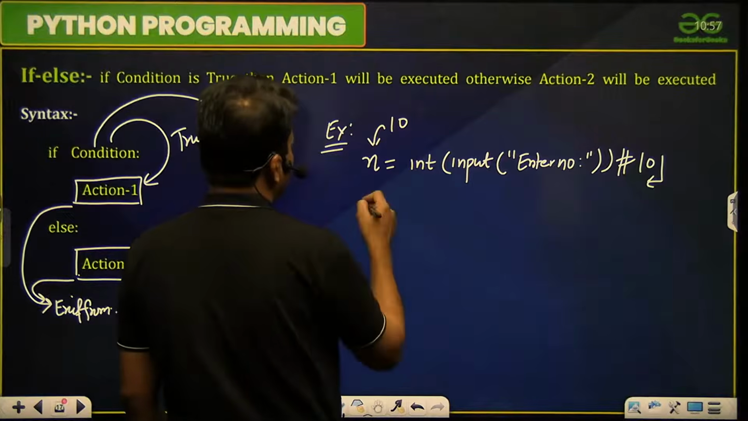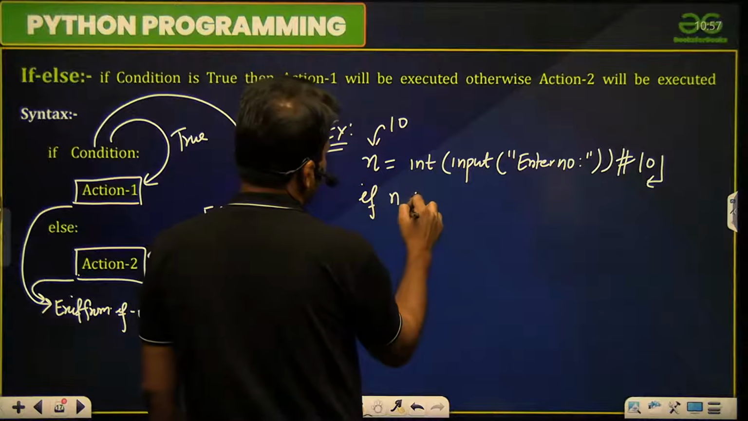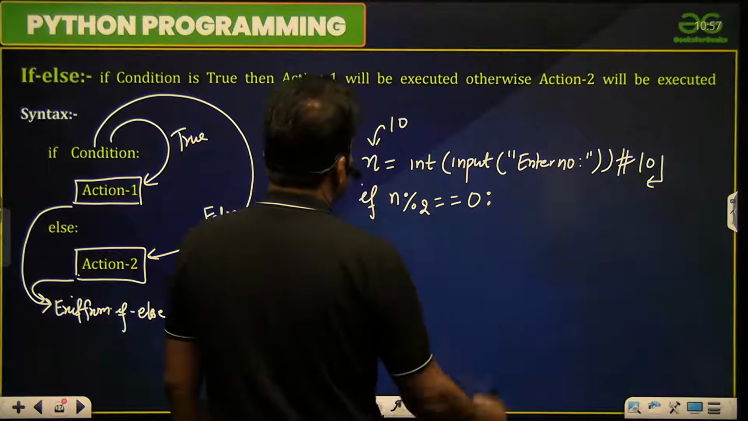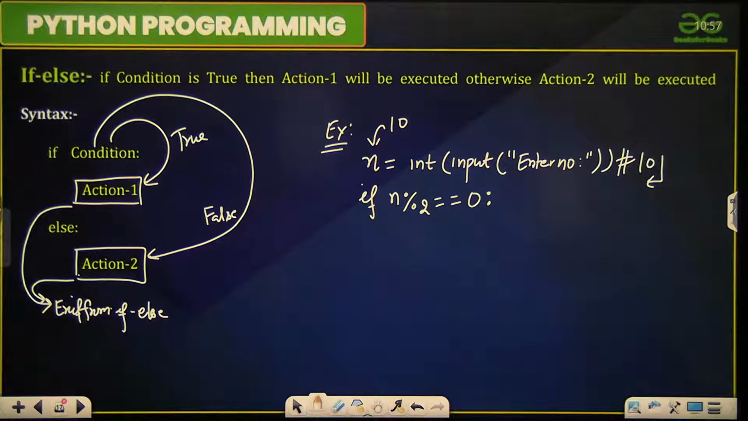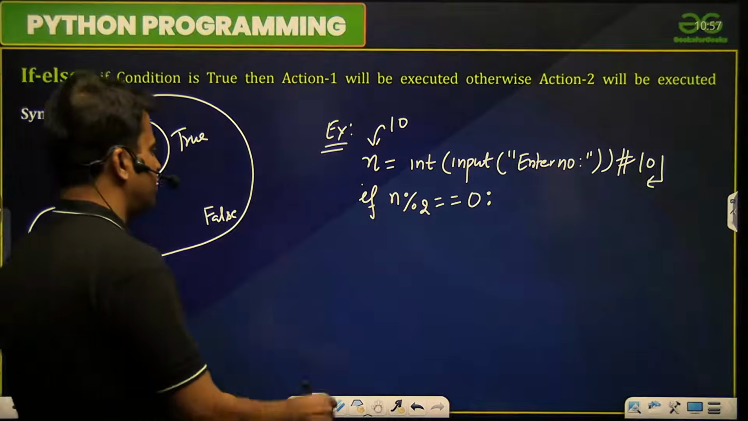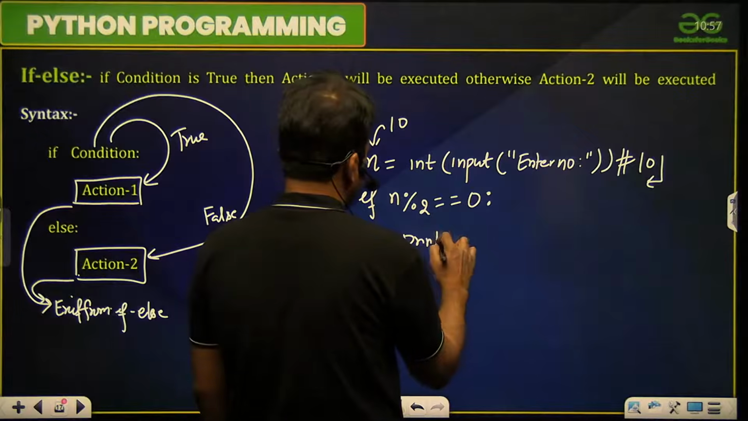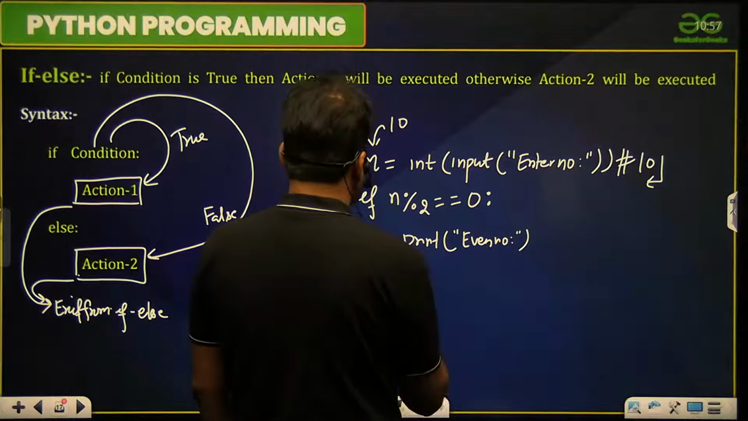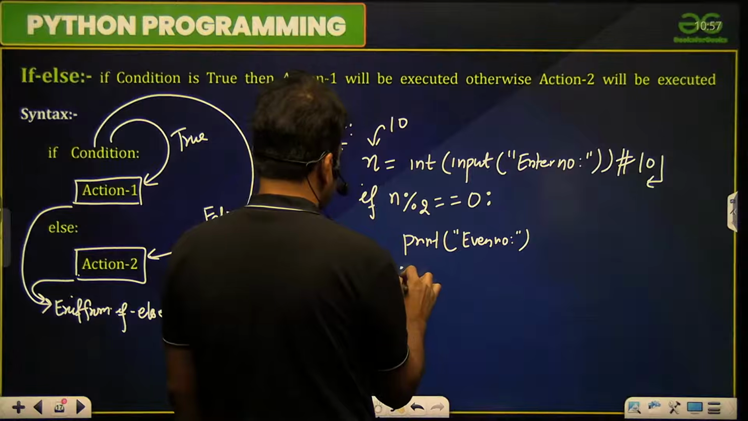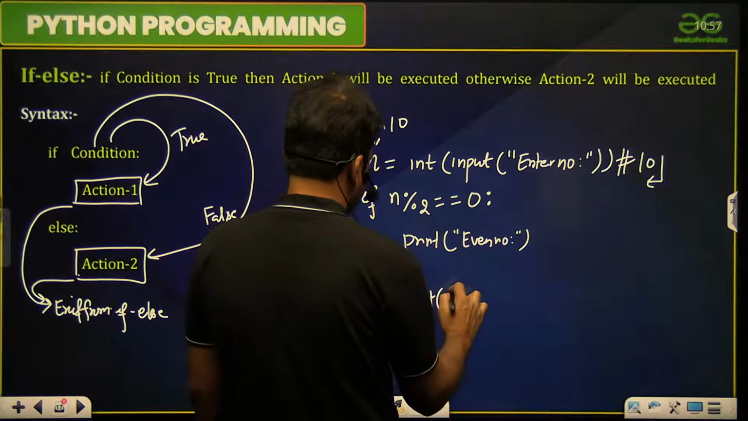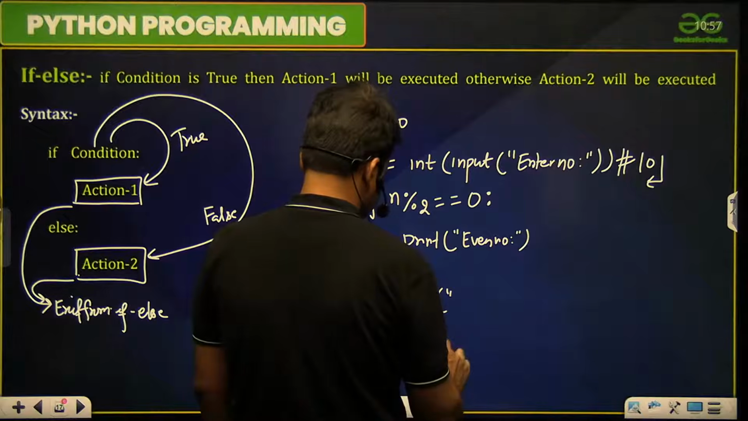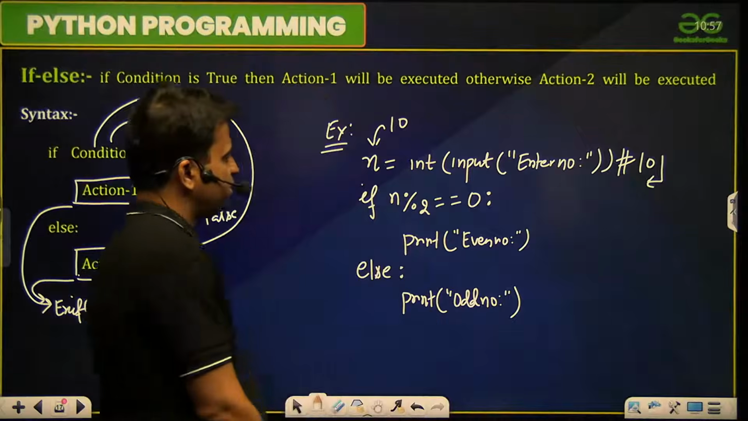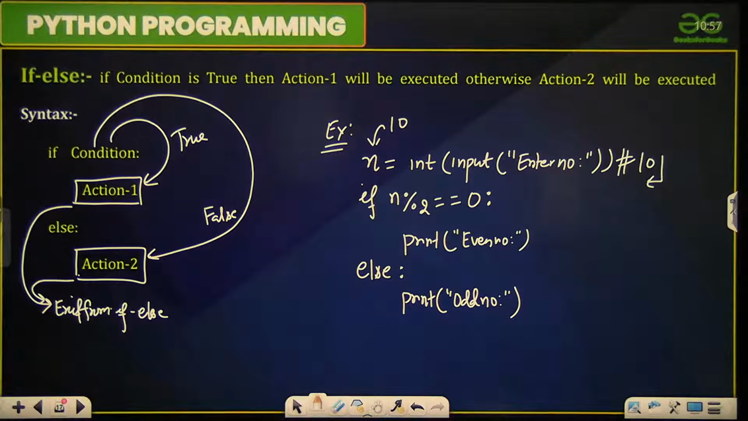Now after this, check the condition, sir: if n modulus 2 is equal to 0, if this condition is true, then the number is even, so print even number. Display here print even number. Else, print odd number. So in this way you can use the if else structure. All right, student.